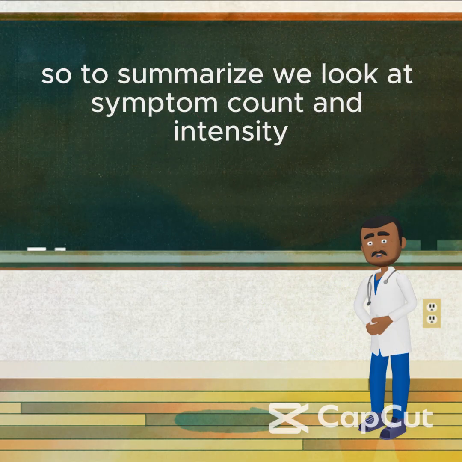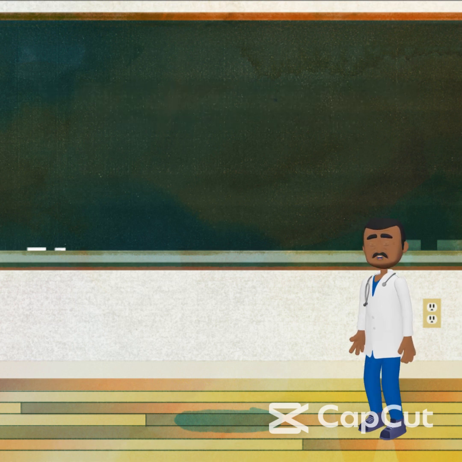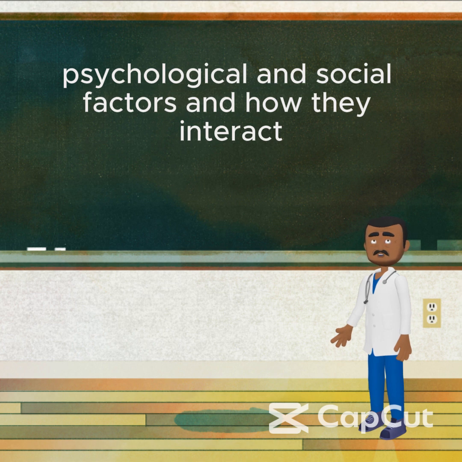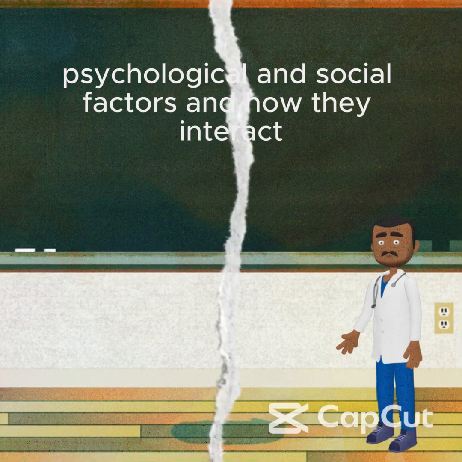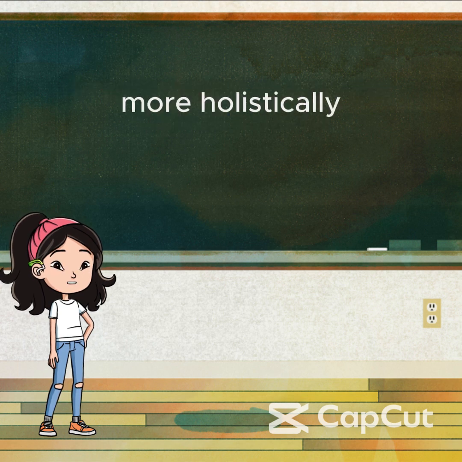So to summarize, we look at symptom count and intensity to grade severity. And when identifying causes, we assess biological, psychological, and social factors and how they interact. Thank you, sir. It really helps to see the clinical picture more holistically.